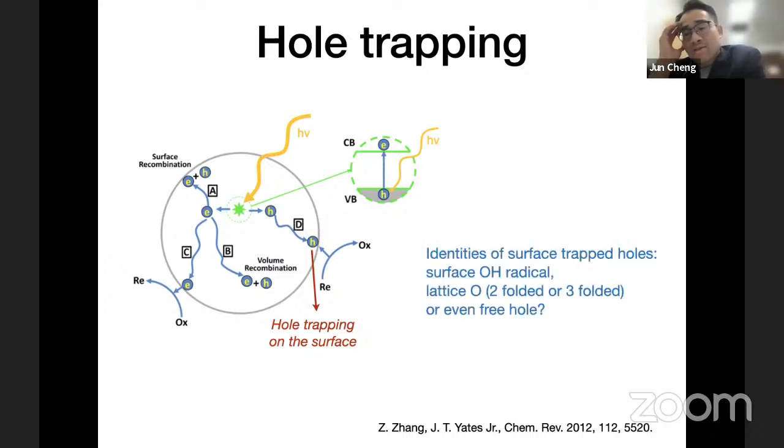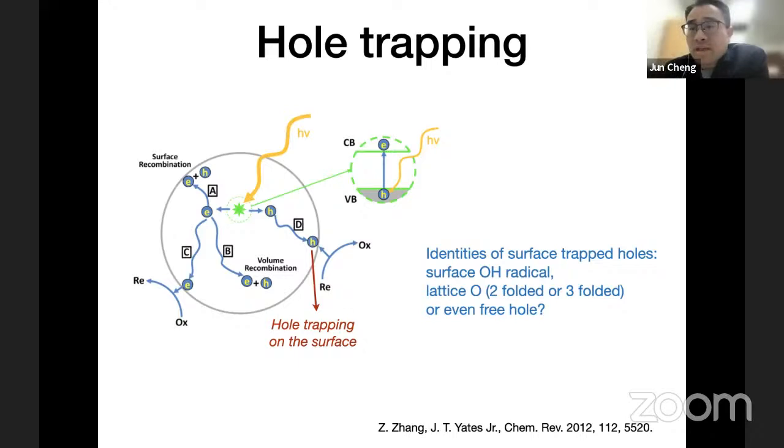But for the identity of surface trapped holes, there are lots of proposals, right? That the hole is on the surface or subsurface. There are even free holes, so delocalized holes not localized on one or two particular sites. There are lots of proposals.